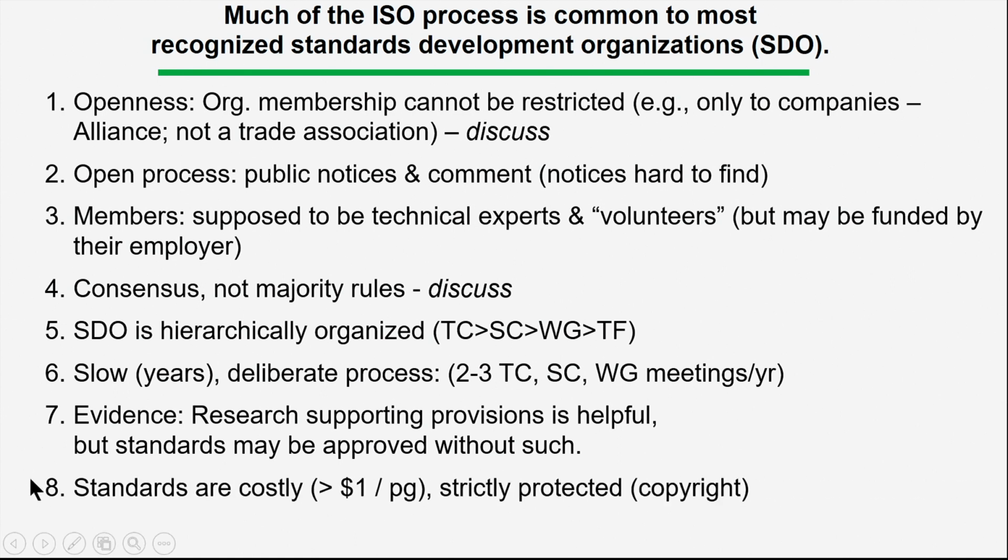And finally, there's a huge problem, which is cost. Standards generally are not available for free, and so therefore one has to pay a fee for it. It's typically at least $1 a page, and some ISO standards are $4 or $5 per page, and they are copyright protected. So you cannot go online and get them and even look at the full standard. You can only look at part of the standard.